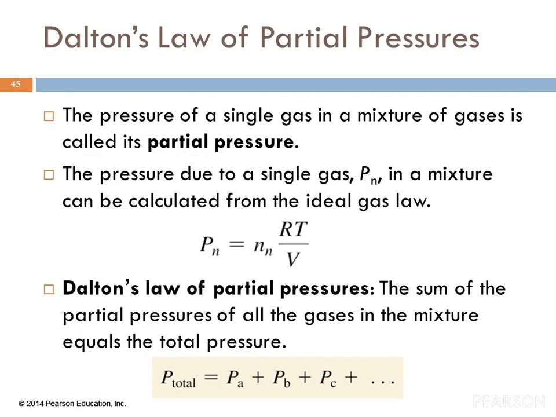That partial pressure can be calculated from the ideal gas law. We can just rearrange it, and the pressure of gas N equals the number of moles of that gas times RT over V. What we know as Dalton's law of partial pressures is that the sum of the partial pressures of all the gases in the mixture equals the total pressure. So you've got a mixture of gases. Each of the gases in the mixture is exerting a pressure. The total pressure is just the sum of all of them together.